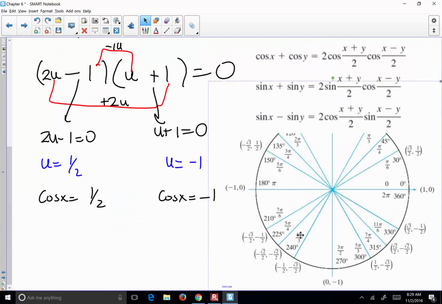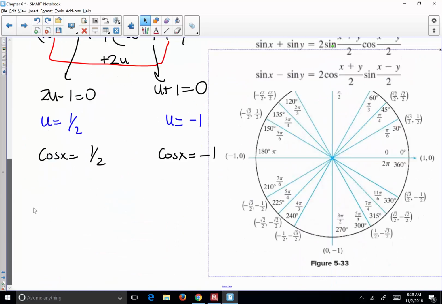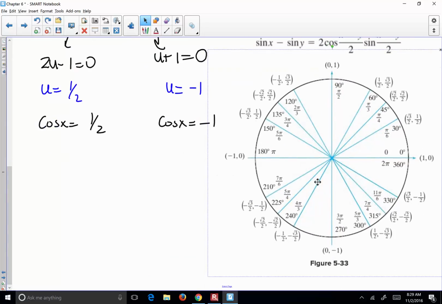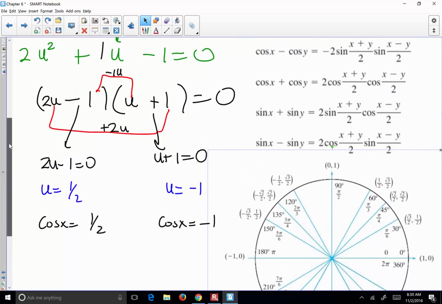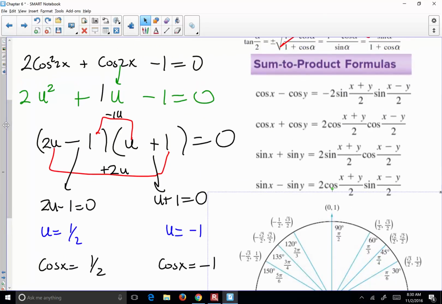I have a mistake. Where is it? Where is my mistake? Cosine 2x. Yeah, this thing, u was a placeholder not for cosine x, it was cosine 2x. This is 2x.